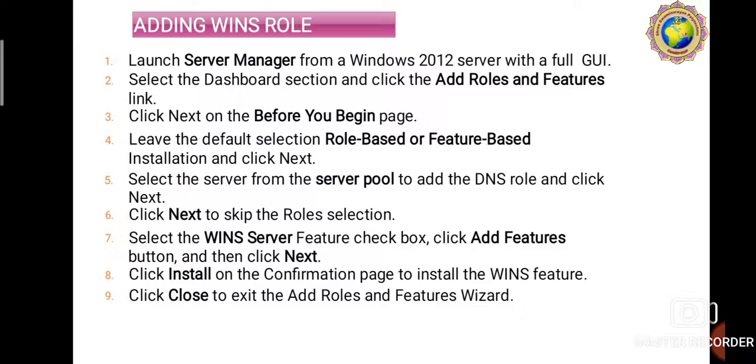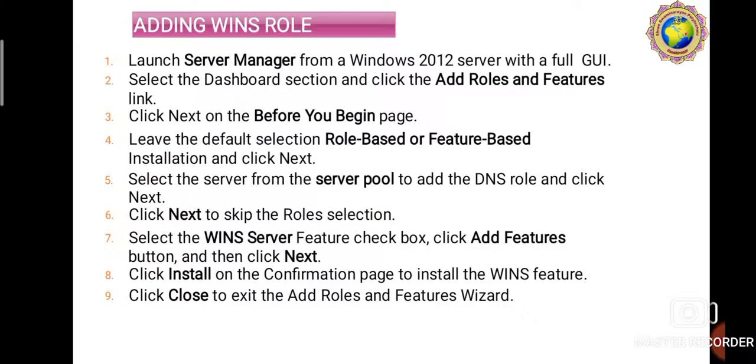Then select the dashboard section and click the Add Roles and Features link, and then click next on the Before You Begin page. Leave the default selection, role-based or feature-based installation, and then click next. Select the server from the server pool to add the role and click next. Click next to skip the roles selection. Then select the WINS Server features checkbox. Click the Add Features button and then click next. Click install on the confirmation page to install the WINS features and then click close to exit the Add Roles and Features wizard. These are the steps for adding the WINS role.